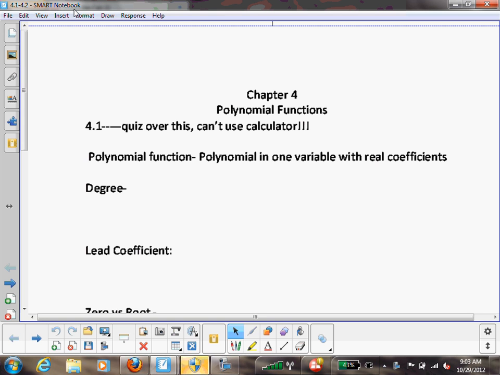All right, so you will have a quiz over this information without your calculator. I just want you to be able to do this and really know it without letting the calculator do the work for you.